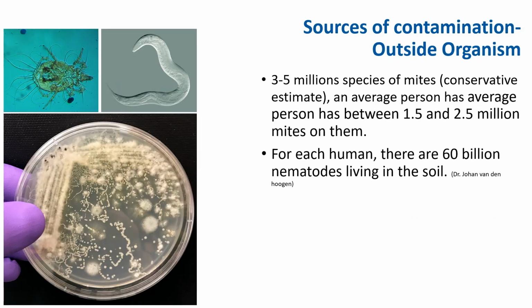Another source of contamination is outside organisms. For example, there are 3 to 5 million species of mites. This is a conservative estimate. An average person has between 1.5 to 2.5 million mites on them.